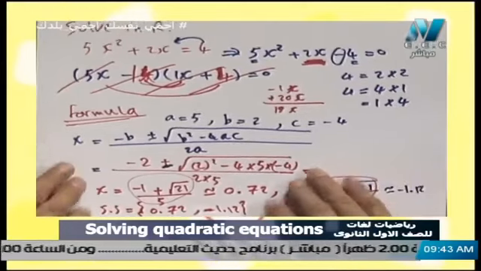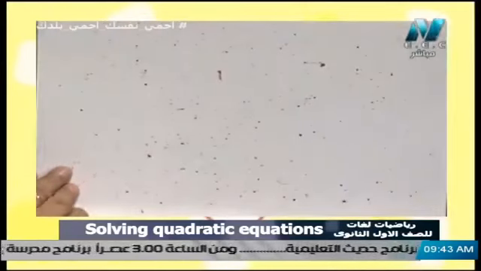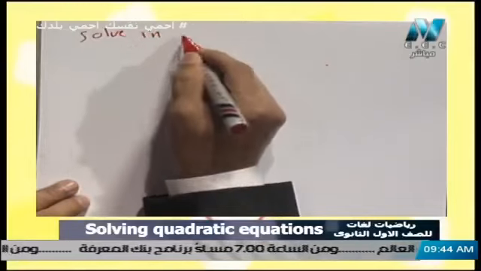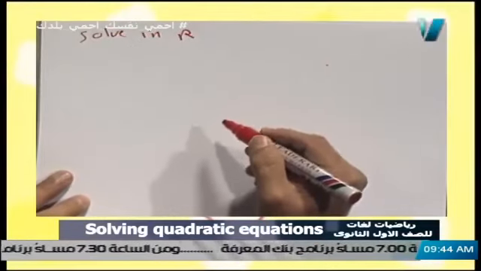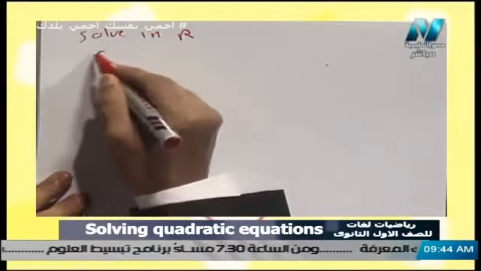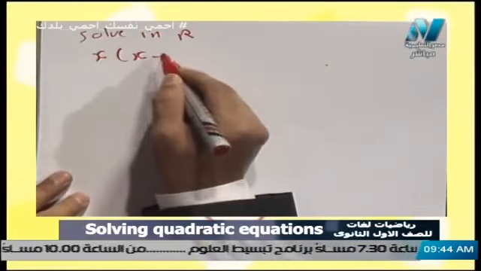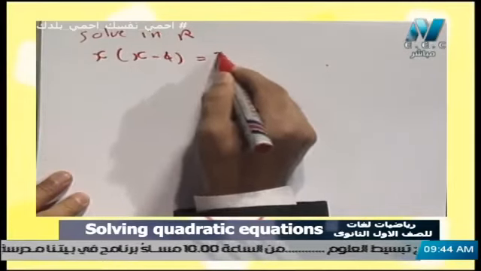Okay, let's move to another example. Yes, I have many examples for you to practice and understand well the solution of the quadratic equation. Okay, solve in R also, which is the real numbers, x multiplied by x minus 4 equals 3.